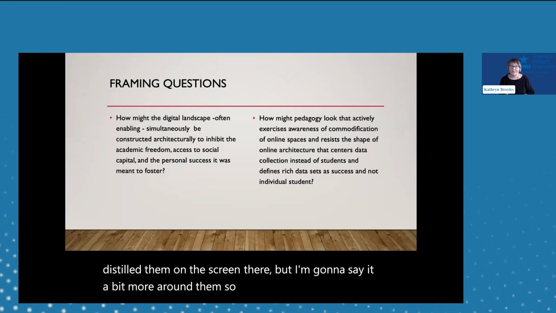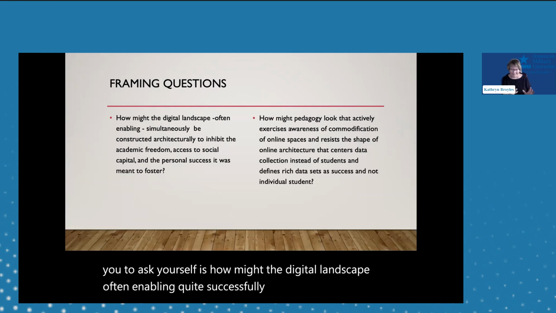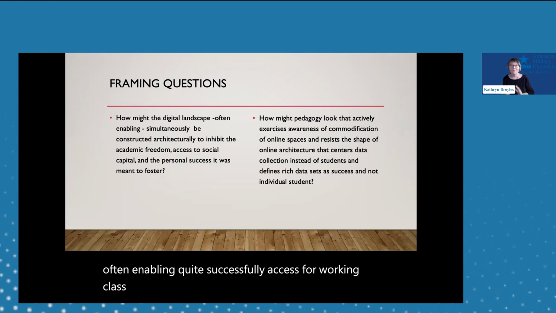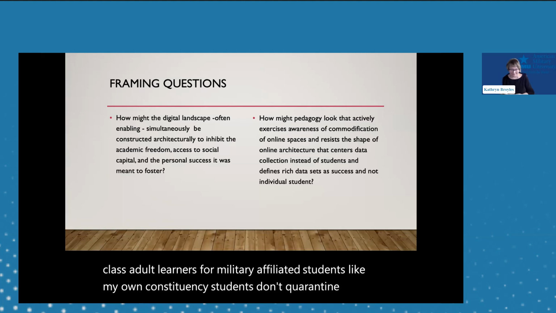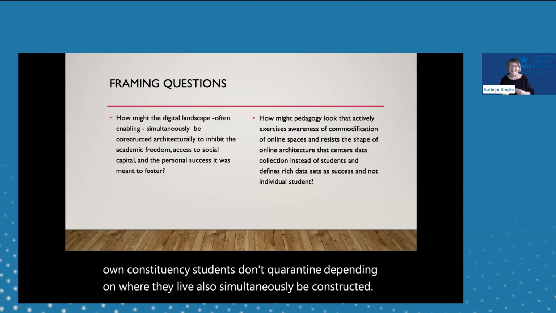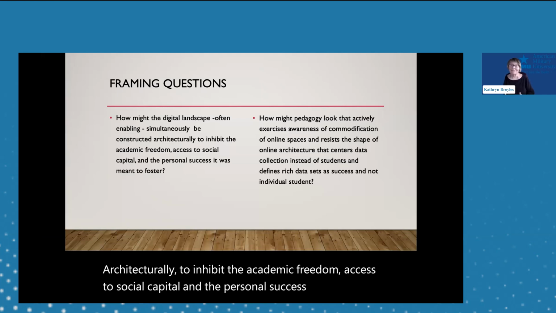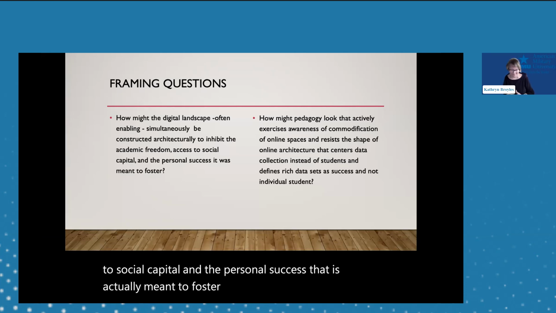So the first question I'd like you to ask yourself is, how might the digital landscape, often enabling quite successfully access for working class adult learners, for military affiliated students like my own constituency, students still quarantined depending on where they live, also simultaneously be constructed architecturally to inhibit the academic freedom, access to social capital, and the personal success that it's actually meant to foster in the first place.